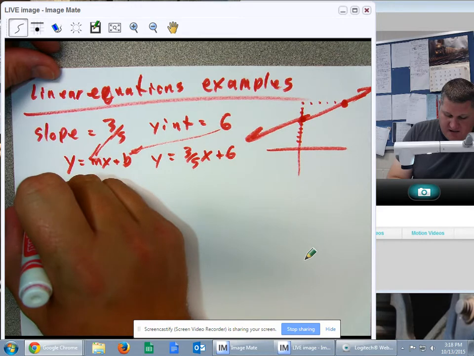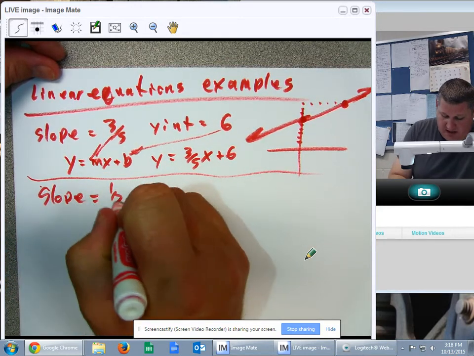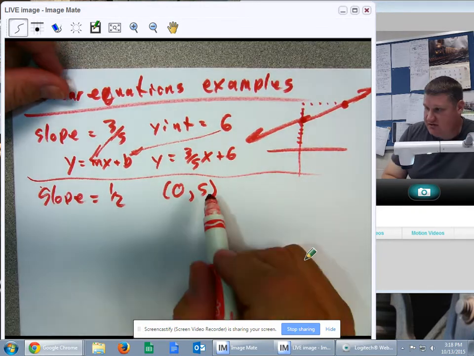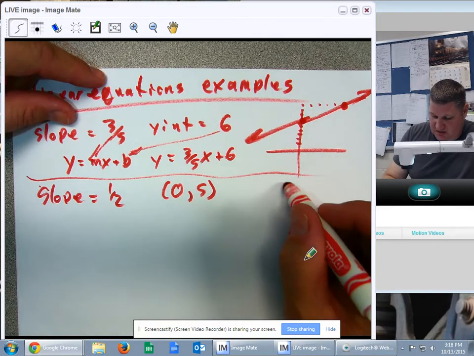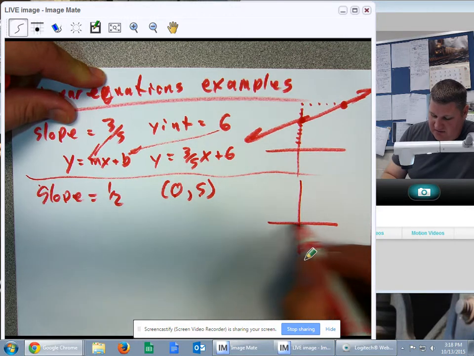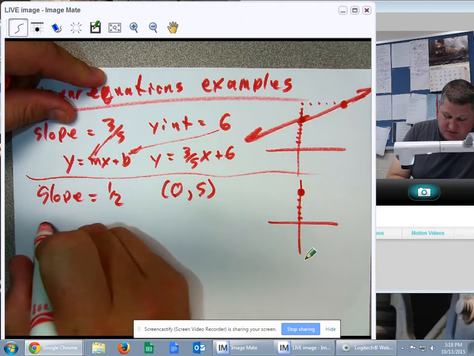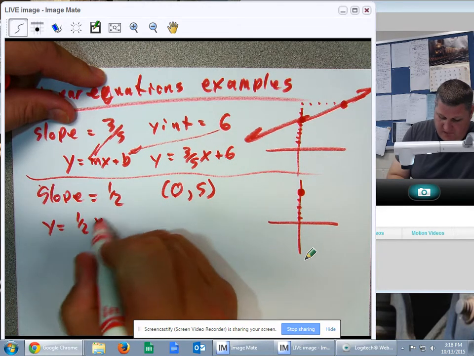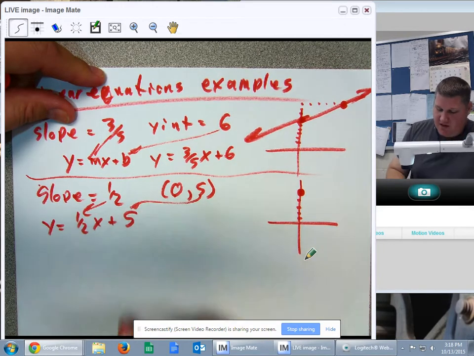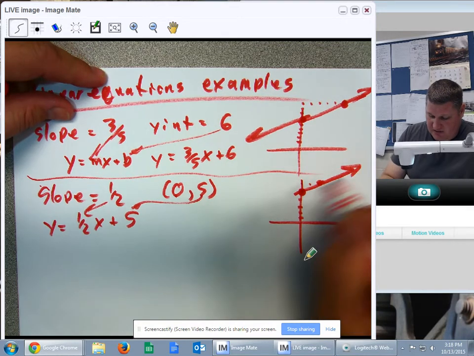Now, what if I have slope equals 1/2, and I have the point 0, 5? Well, it's really just a way of tricking you, because 0, 5 means you go left or right nothing, but up 1, 2, 3, 4, 5. That is a y-intercept, so I can still say y equals 1/2 x plus 5 and just plug each piece in. And in that case, I can go up 1 over 2. And so there's my graph.